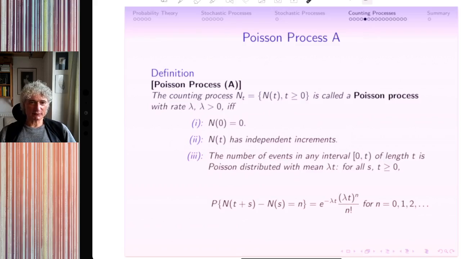times s, t which are positive, the probability that the difference between the counting process at time t + s and the process at time s is exactly n is given by the Poisson distribution, so this should be e to the power of minus lambda t times (lambda t) to the power n divided by n factorial, and this must hold for all numbers of events n from 0, 1, 2 and so on.